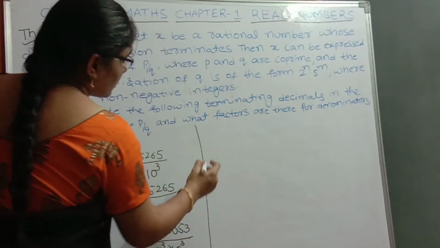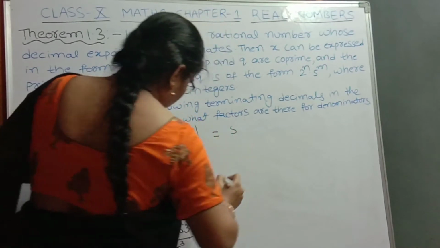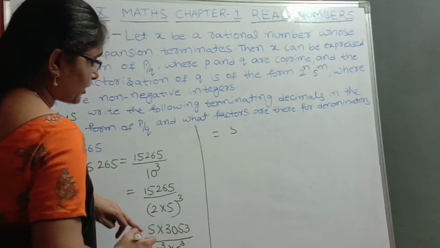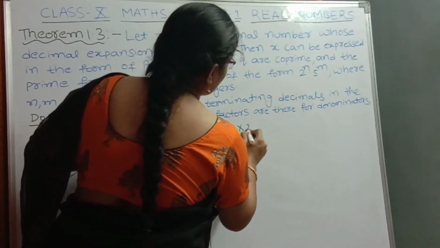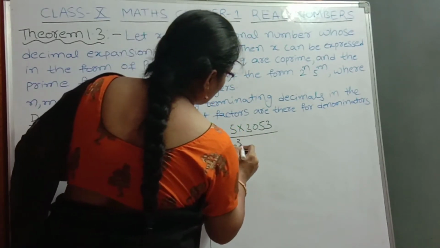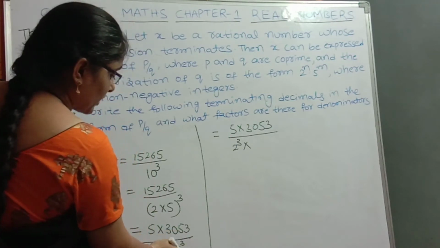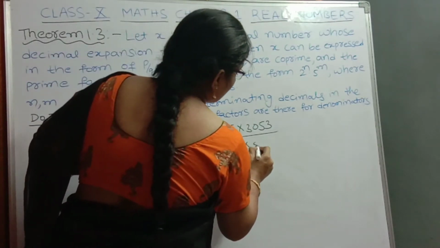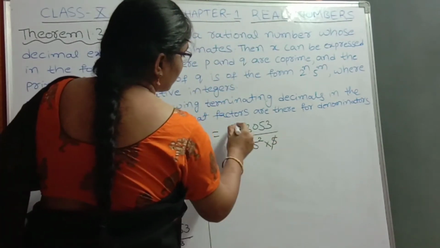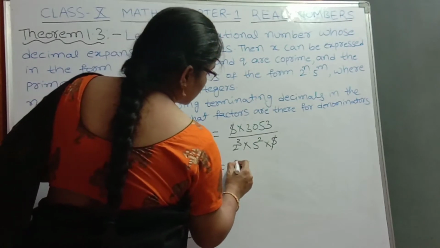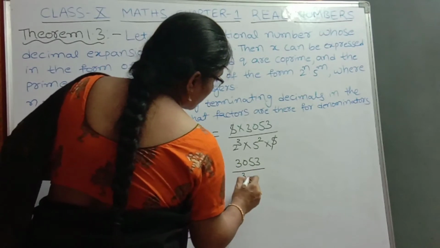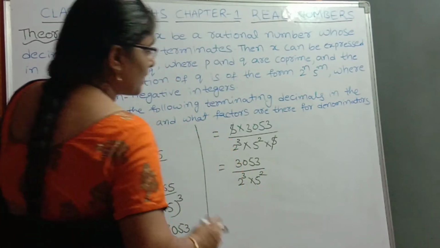That is, it equals 5 into 3053 by 2 cube into 5 cube. Here 5 into 3053 by 2 cube into, again this 5 cube is written as 5 square into 5. If you write like this, 5 and 5 get cancelled. Now it equals 3053 by 2 cube into 5 square.